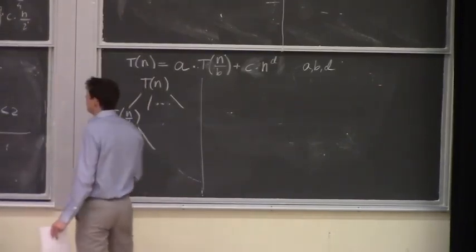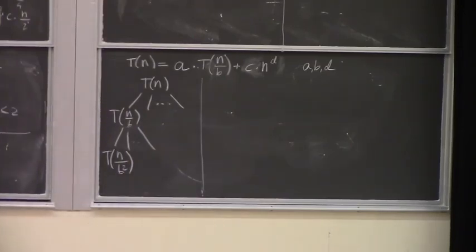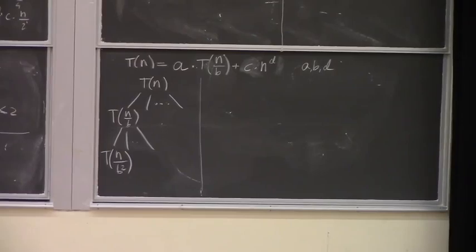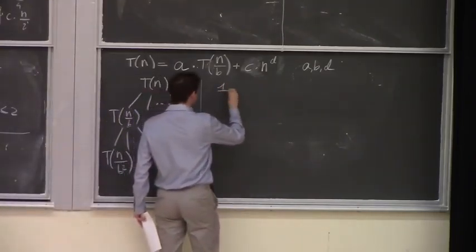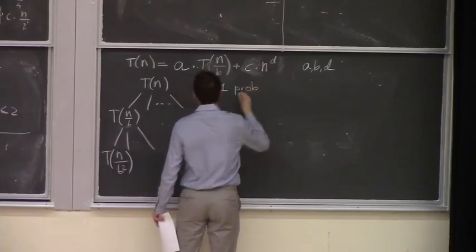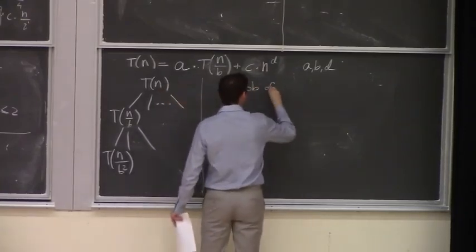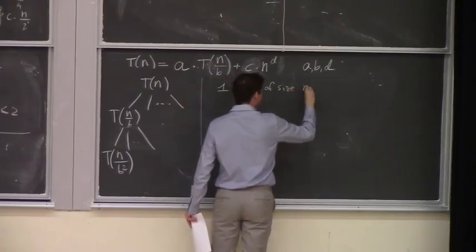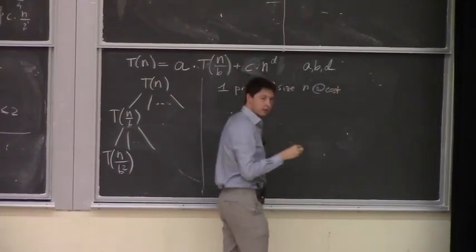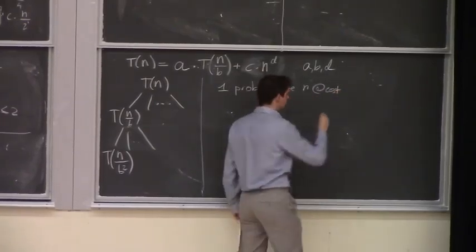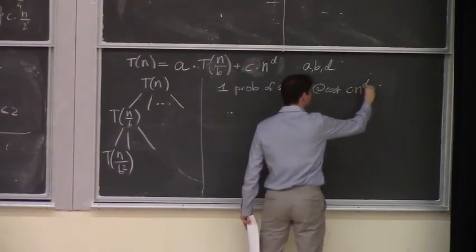All right, but we know how to solve it, right? We just need to carefully do this bookkeeping, and then look at the very end, what is the sum of work across all layers of the tree. And ideally, once we get there, we'll understand what expression to write down. So let's start from the top here. We have one problem of size n at cost, what's the cost? C times n to the d.